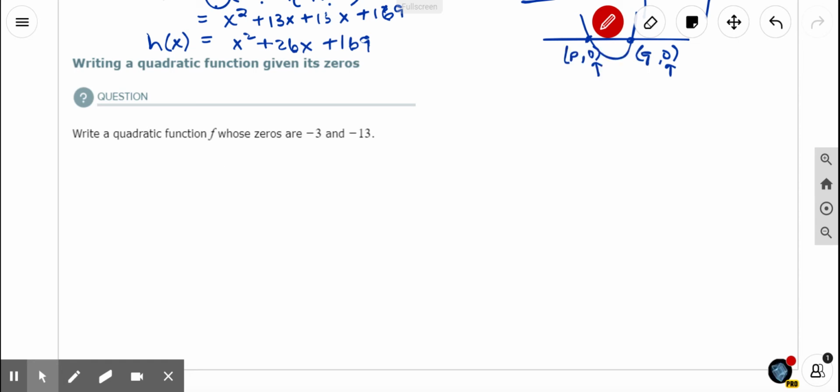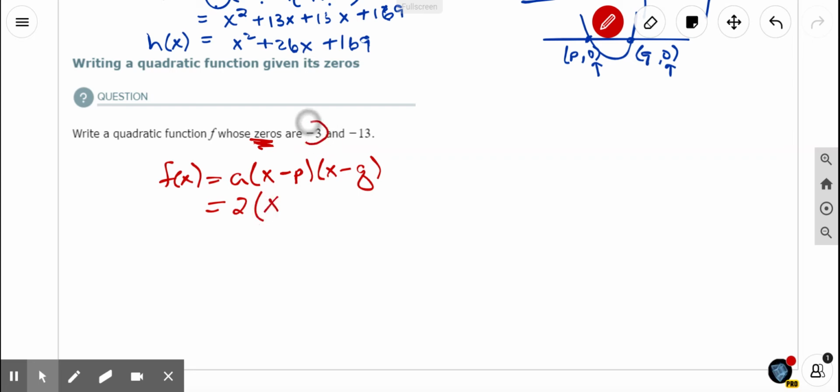So again, since they're talking about zeros, we're going to pull from f. It says function f. So f of x is equal to a times x minus p, x minus q. I highly recommend you write this every single time you do it. It'll help you get it in your brain. Pick a value for a. If you pick 1, it's easiest. I'm going to pick 2 this time just to show you that I could.